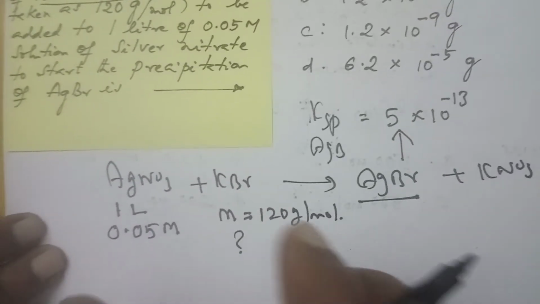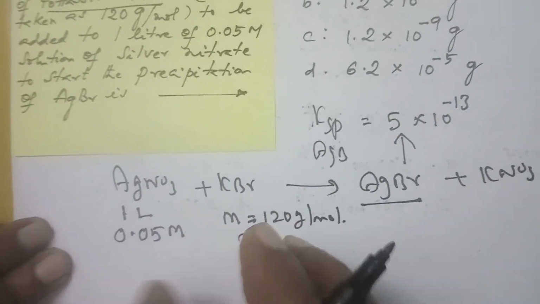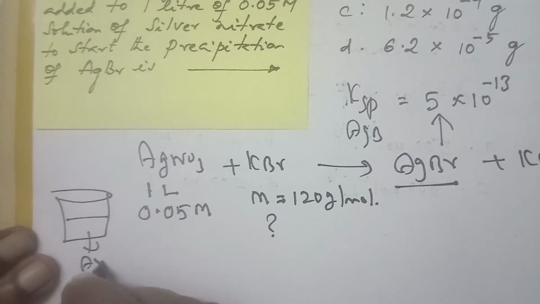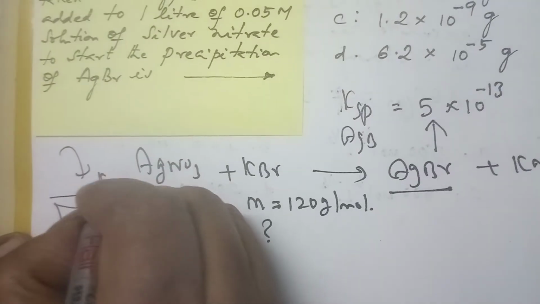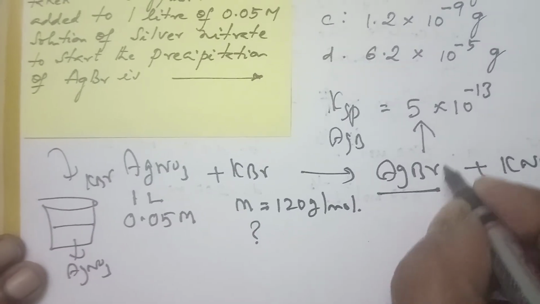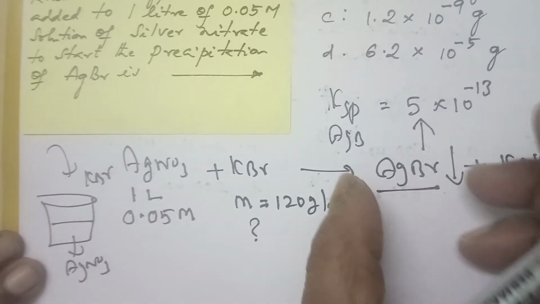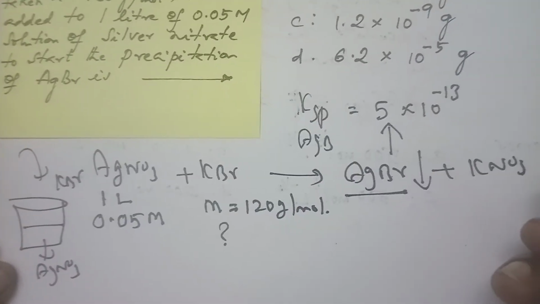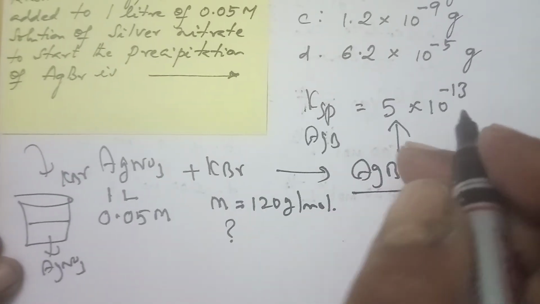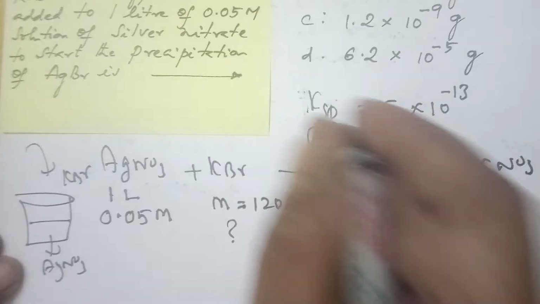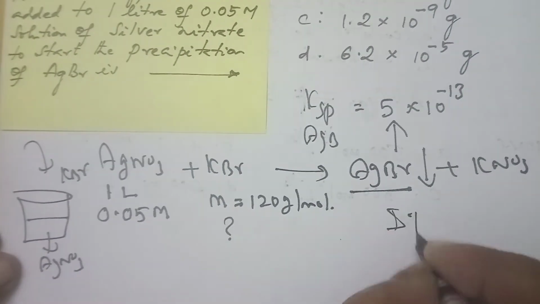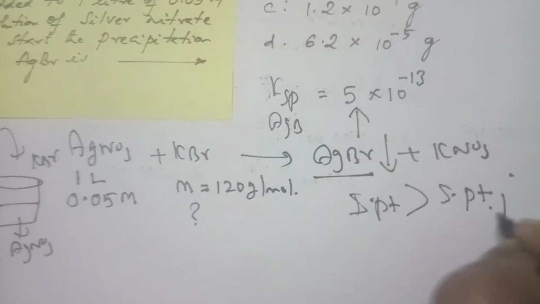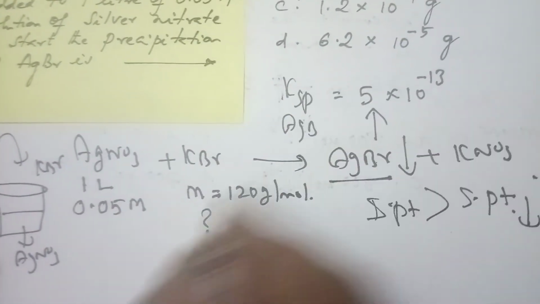This is the question. Now, what is the basic knowledge for any sparingly soluble salt? It is given as the silver nitrate solution, and they are adding potassium bromide, and the sparingly soluble salt silver bromide is going to form. For it to form, its ionic product should be greater than the solubility product. Ionic product should be greater than the solubility product, then it starts to precipitate. That is the basic knowledge. Now this solubility product we are going to take as ionic product.